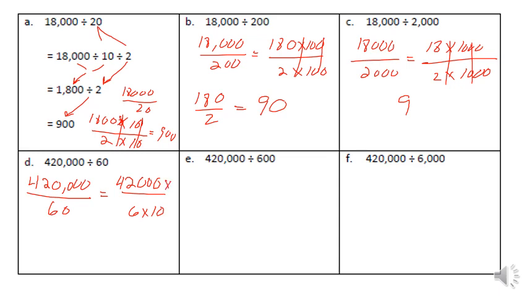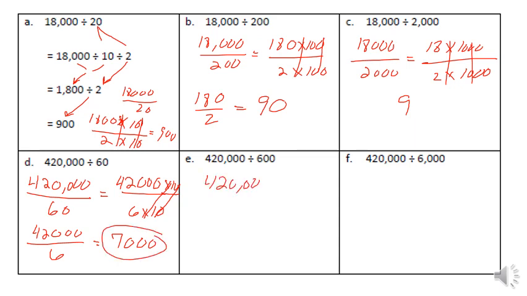I have to have the times 10 here also. Make sure we have that right. 3, okay. Line out the common zeros. Now we have 420,000 divided by 6. Well, I know 42 divided by 6 would be 7, so it would have to be 7,000.